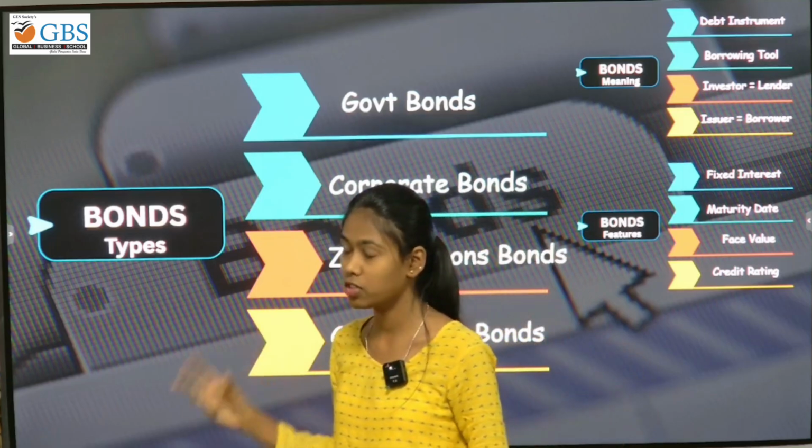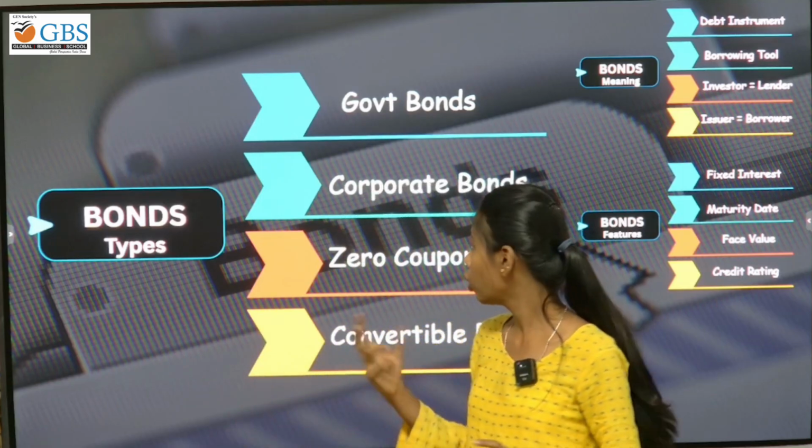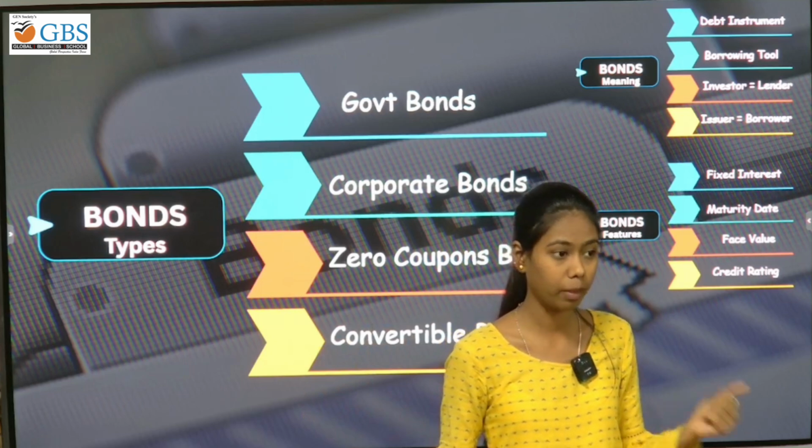The next one is government bonds. Government bonds are the bonds which are issued by the government to the public, and the corporate bonds are the bonds which are issued by the companies to the public.